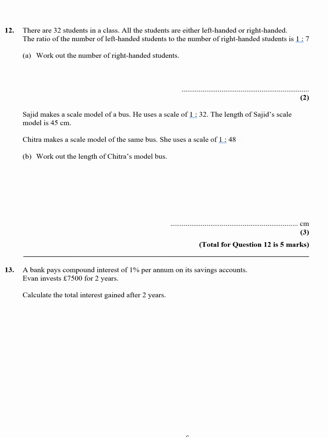Question 12. There are 32 students in the class. All the students are either left-handed or right-handed. That's no surprise, is it? The ratio of the number of left-handed students to the number of right-handed students is 1 to 7. Work out the number of right-handed students. Well, they add up together to give 8. 32 divided by 8 is 4. We need 7 lots of 4, so actually 28 students are right-handed.